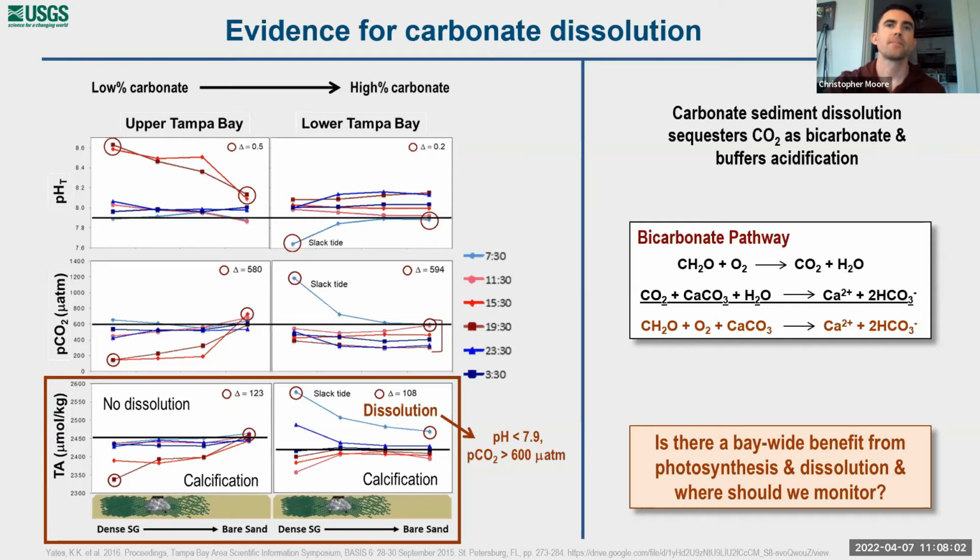We're particularly interested in carbonate dissolution because it sequesters that CO2 as bicarbonate and also buffers against acidification. This can happen in the seagrass beds through a process we call the bicarbonate pathway. Basically, as carbonate dissolves, total alkalinity increases. So we can use total alkalinity to estimate calcification and dissolution. In the bottom right graph, you can see in lower Tampa Bay, where there is a higher percentage of carbonate sediments, we have a strong dissolution signature with a higher total alkalinity at night, particularly in the seagrass. We see this when pH is less than approximately 7.9 and PCO2 is greater than 600 microatmospheres.